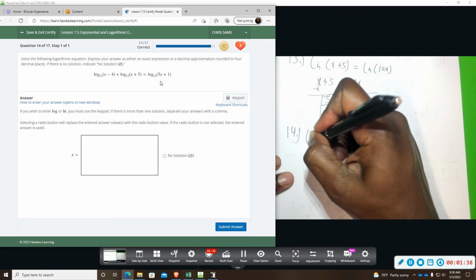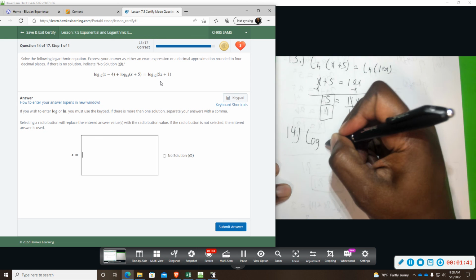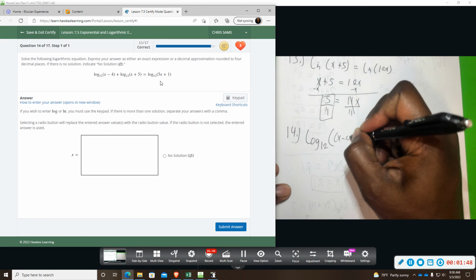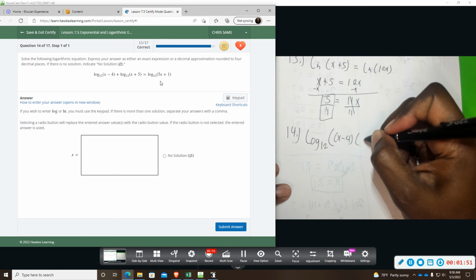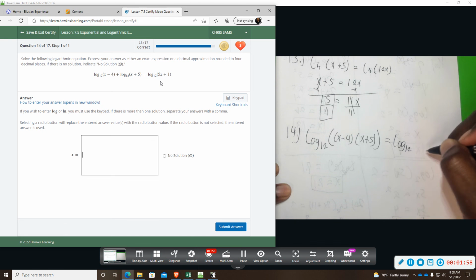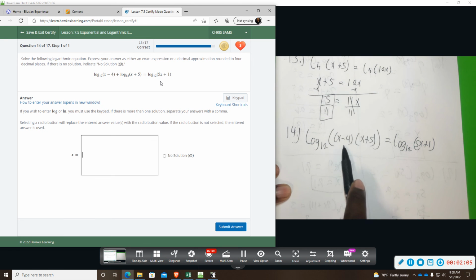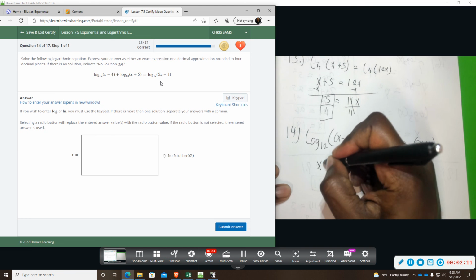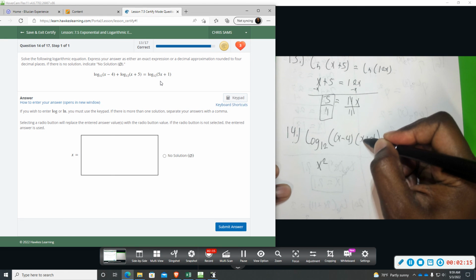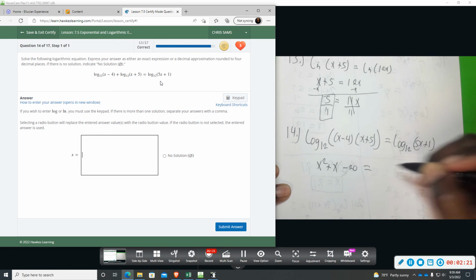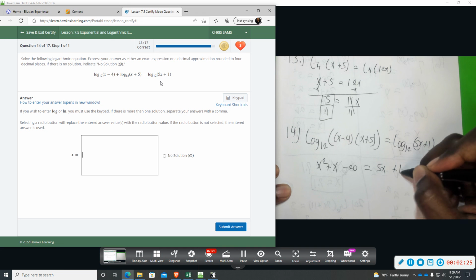So on the left side, we have log base 12, and then the argument is going to be x minus 4 times x plus 5. And then it equals log base 12 of 5x plus 1. All right, so again, algebra, we're going to set the arguments equal to each other. I'm going to go ahead and FOIL. So it's going to give me x squared. 5x minus 4x is going to give me 1x, positive. And then minus 20 equals 5x plus 1.